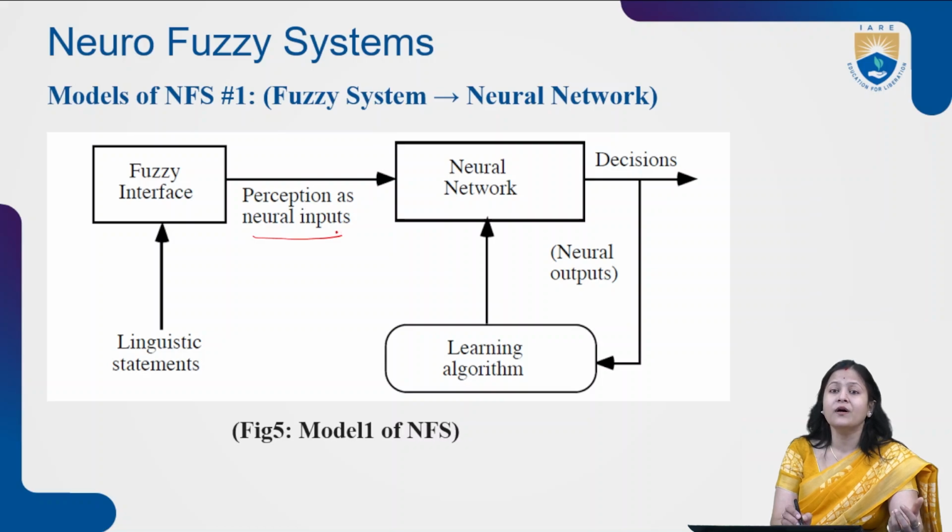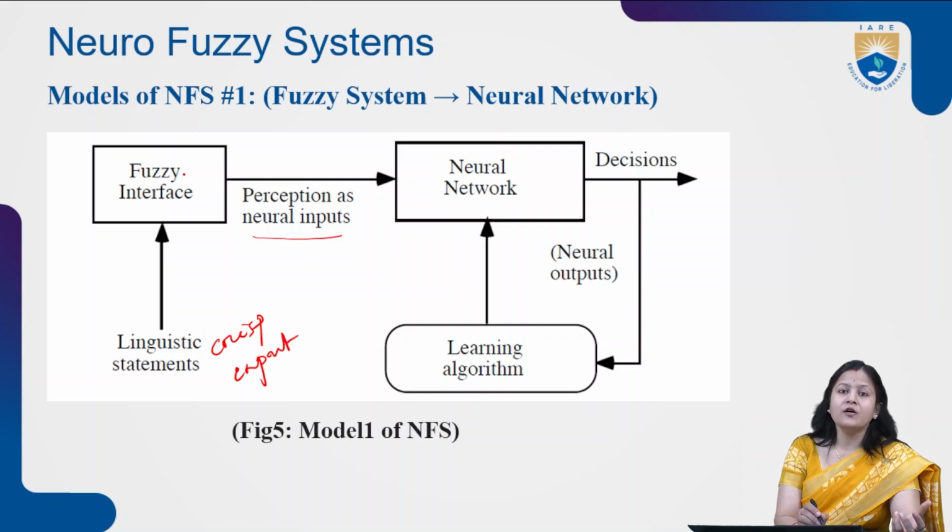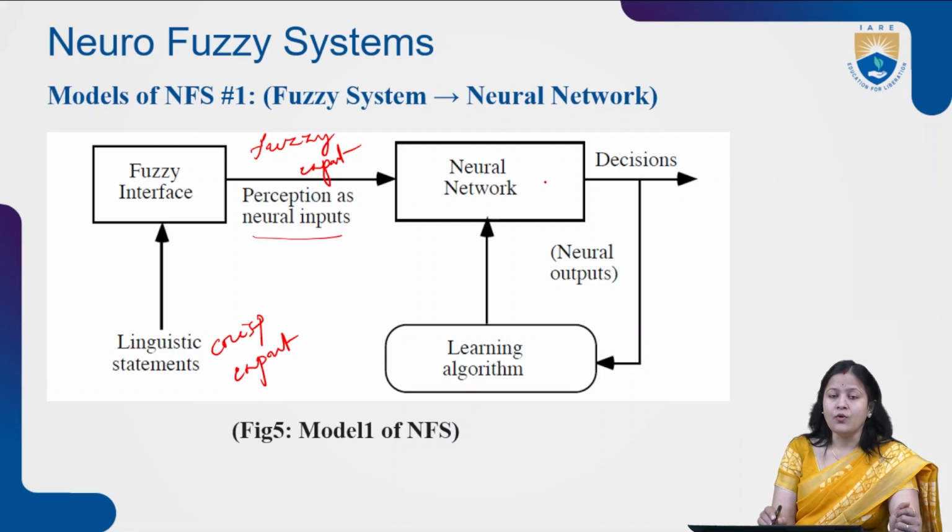Why is it called the perception as neural input? Because this is the crisp input, and whenever the crisp input is passed to the fuzzy interface, it will provide the fuzzy input, right? So the fuzzy inputs are called the perception as neural input, because this input will be provided to the neural network now. That is why a neural network will perceive the fuzzy input. That is why these are called the neural inputs to the neural network.